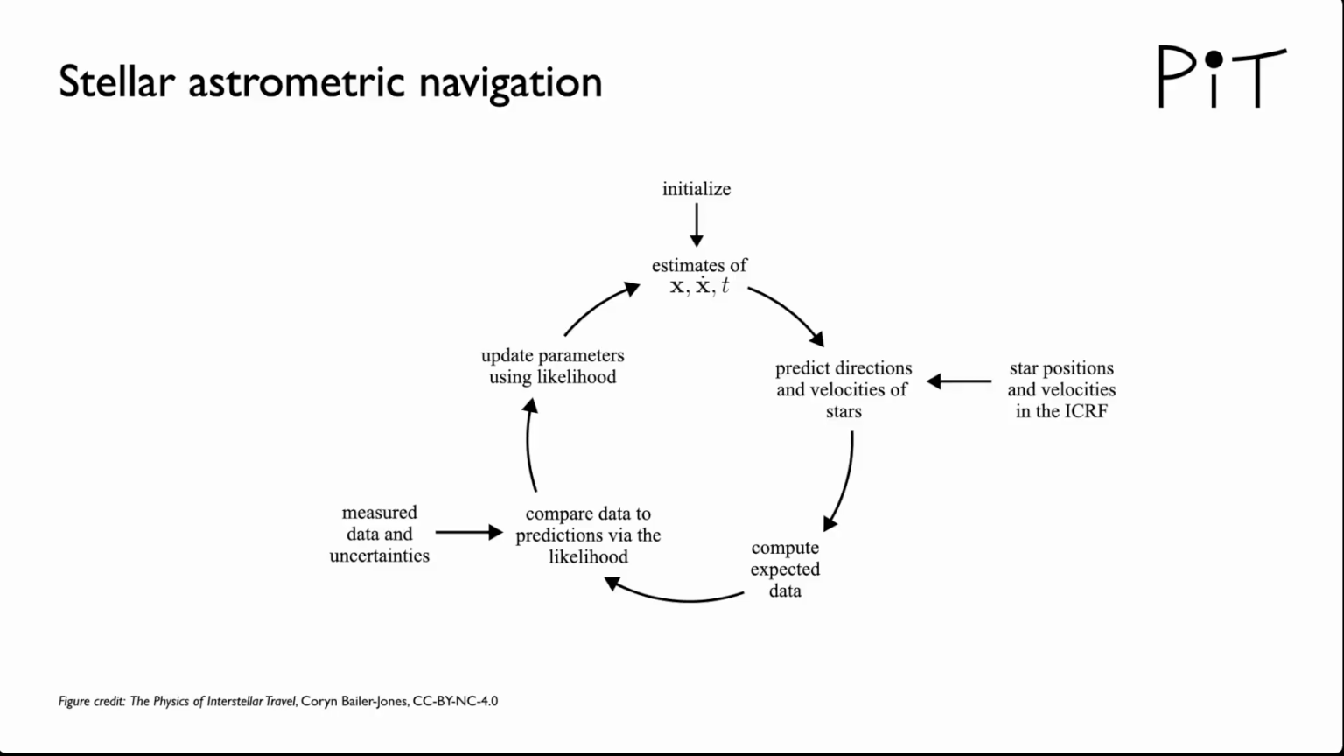The limiting factor is how well we can measure the angles between stars from the spacecraft. If we can measure them to 1 milliarcsecond accuracy, 1 mas, then using 10 stars, we can determine the spacecraft's position to 0.01 astronomical units and its velocity to 10 meters per second, even when the spacecraft is moving at relativistic speeds.